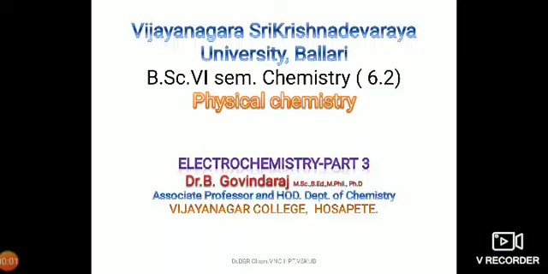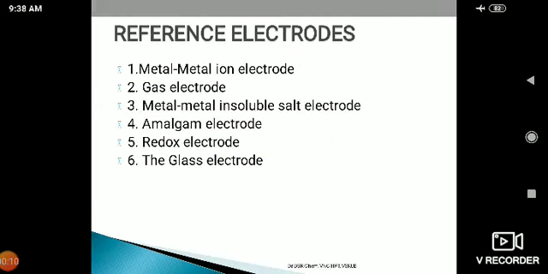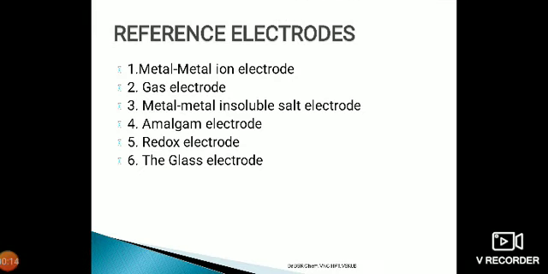Good morning, students. It is electrochemistry part 3 of BSc 6M physical chemistry, part of paper 6.2. Here we are studying different types of reference electrodes, and the electrodes represented in the syllabus are the metal ion electrode, gas electrode, metal insoluble salt electrode, amalgam electrode, redox electrode, and the glass electrode.